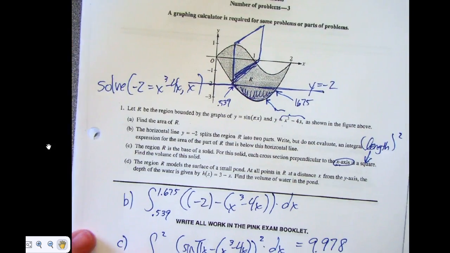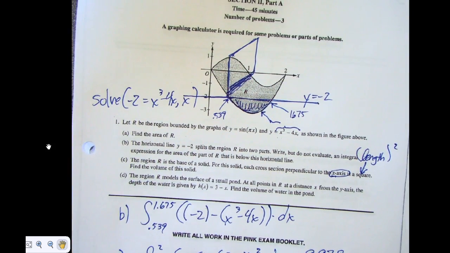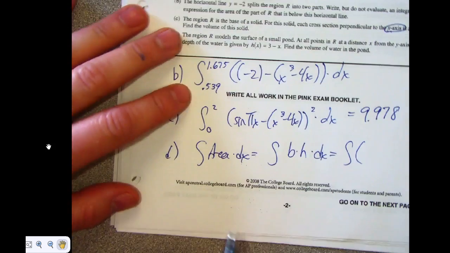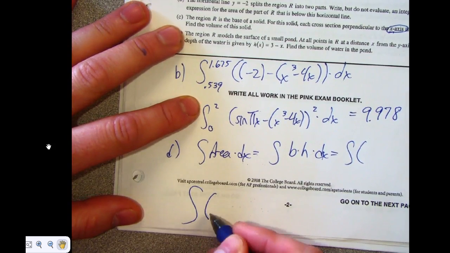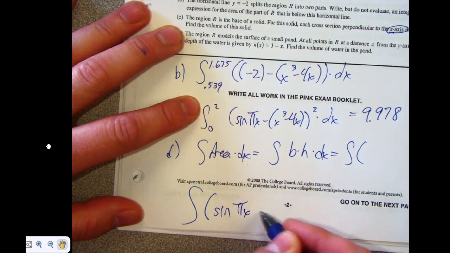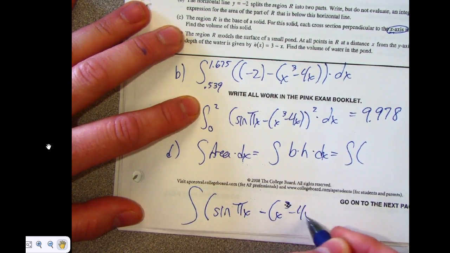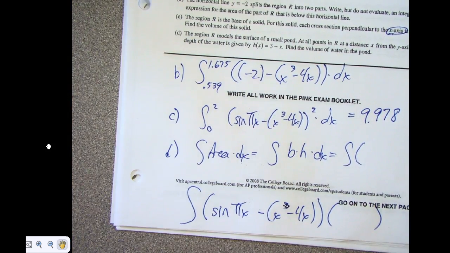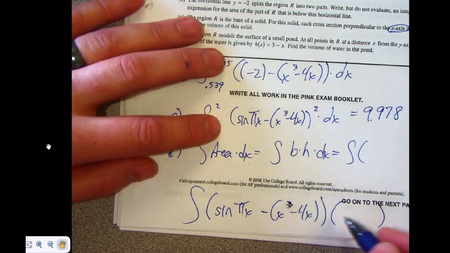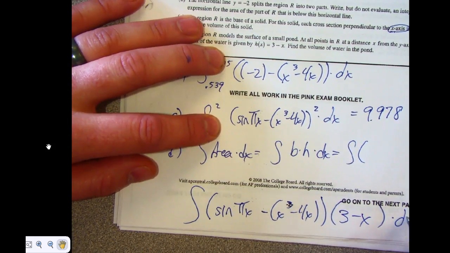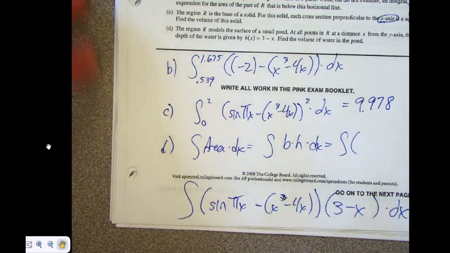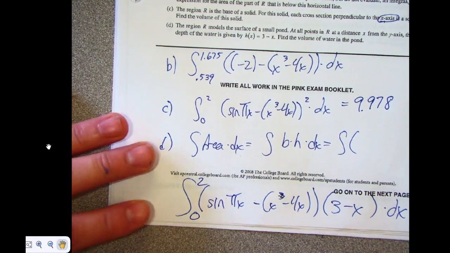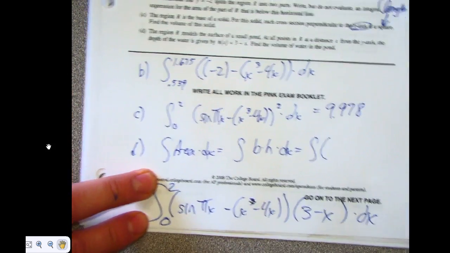So the base of each one of those rectangles is what? Top minus bottom, right? So sine of pi x minus x to the third minus 4x. Then the height of each one of those rectangles, or the depth in this case, is what? 3 minus x. You got your times dx, and is it 0 to 4 or 0 to 2? I mean 0 to 2. 0 to 2 because I want the x values that are in that shape.